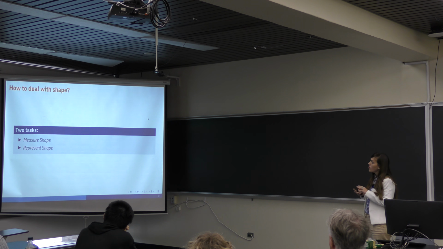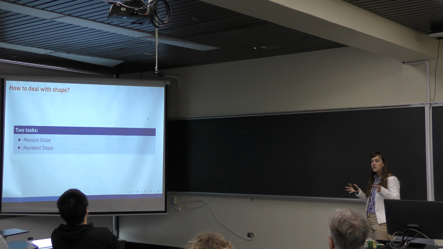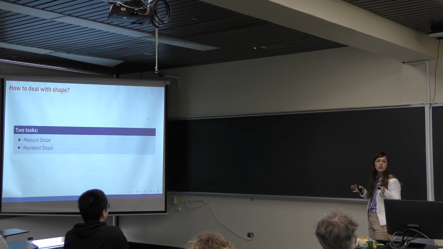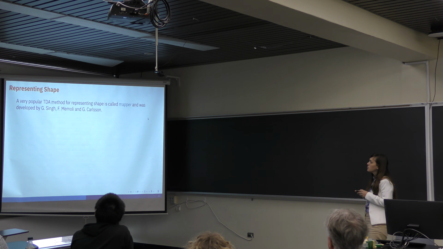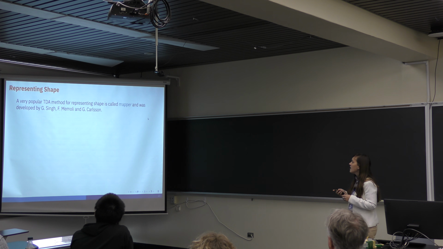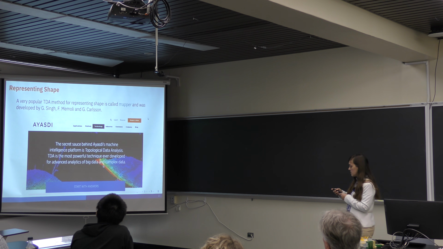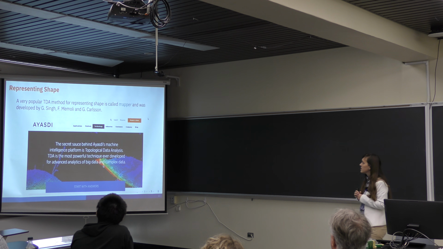So what I will do now is give you an overview of the two most popular ways of addressing each of these. And we're going to start with representing shape. A very popular way to represent the shape of data sets is an algorithm called Mapper. Mapper was developed by Gurjeet Singh, Facundo Memoli, and Gunnar Carlsson.